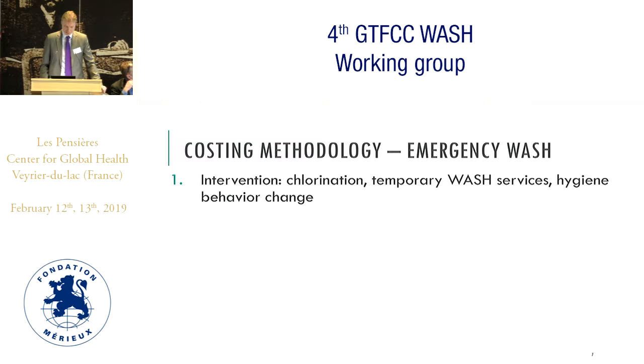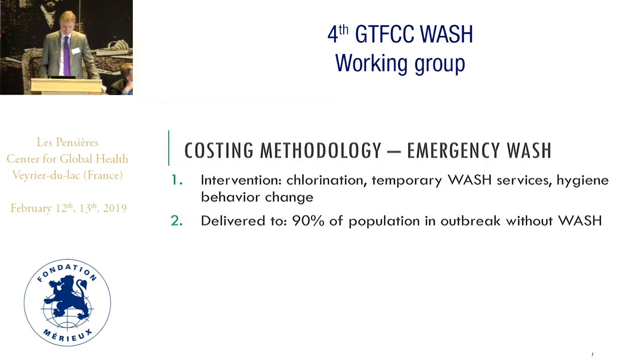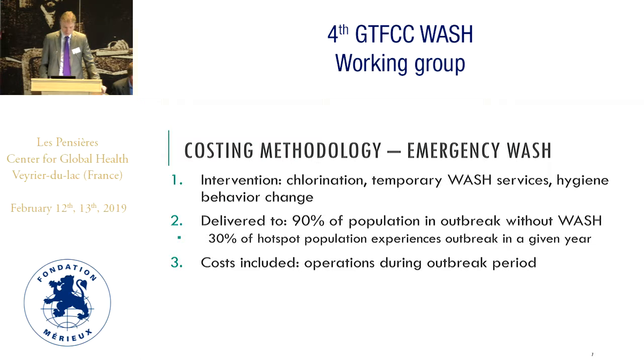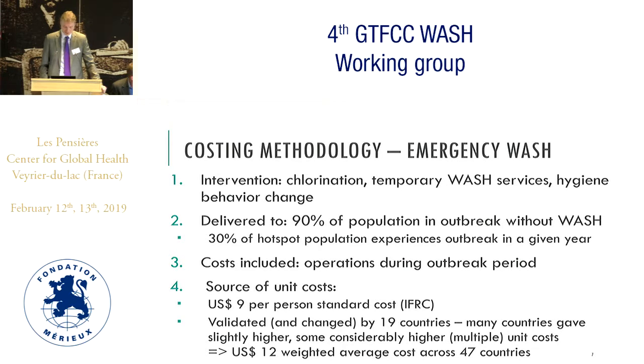In terms of emergency WASH, very briefly, the intervention, as stated in the global investment case, is chlorination, temporary WASH services, and hygiene behavior change, delivered to 90% of the population in an outbreak of those who don't have WASH. We assume that not every hotspot has an outbreak each year, so only 30% of hotspot population experiences an outbreak in a given year. The costs included mainly the operational costs, because we are not investing in infrastructure in most of these interventions. We used a global estimate from IFRC of $9 per person for an outbreak, used across all countries. We also validated this unit cost with 19 countries, and some gave us a higher cost, so it gave us about a $12 weighted average cost across the 47 countries.